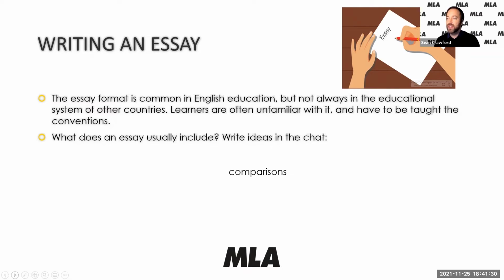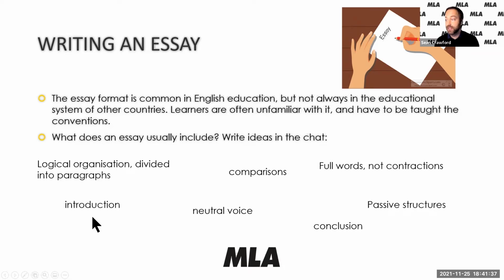So the things that an essay usually includes, obviously comparisons, but there are many other things. There's an introduction, of course, a conclusion, passive structures, a neutral voice. They need to use full words. They can't say don't, they must say do not. And there should be a logical organization divided into paragraphs, which in this case, I would suggest between 3 and 5. Introduction and conclusion, always 2.